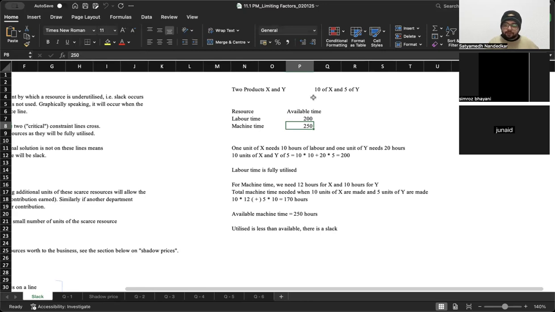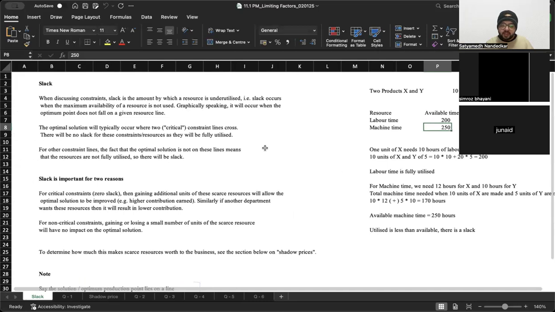For machine time, we need 12 hours for X and 10 hours for Y. So 12 into 10 plus 5 into 10. That makes it 170 hours. Available machine time is 250. That means I have more time available, but I'm utilizing less time. So I am utilizing 170, but available time is 250 hours. Utilized is less than available, and this is a situation where you say that there is a slack.